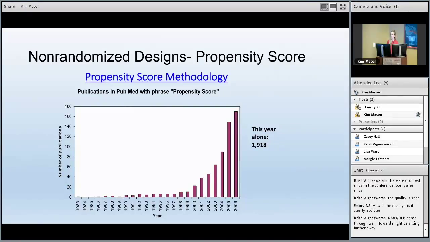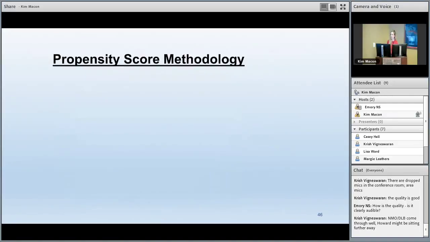So PubMed search, you can see in 2006 there were only like 170 publications related to propensity score methodology. I did a quick PubMed search, and this year alone there's been almost 2,000. So people are using this.